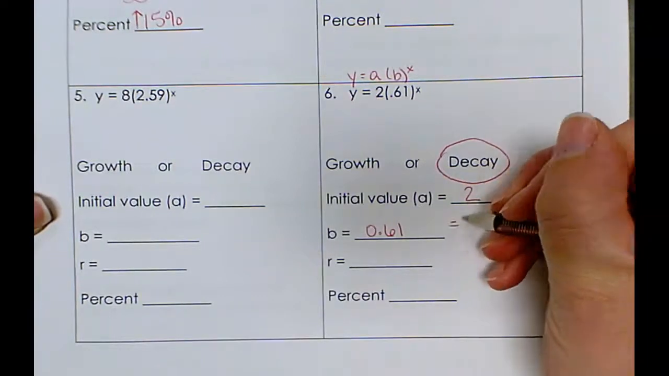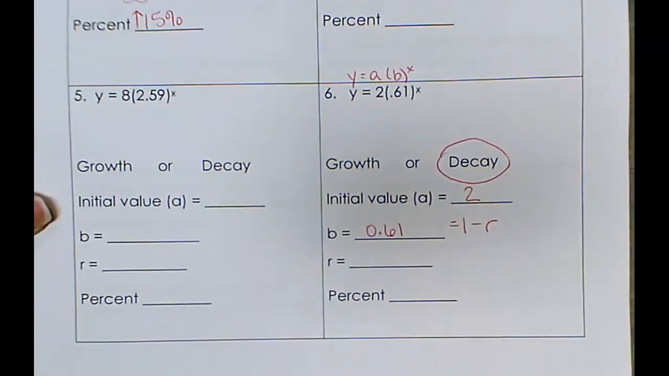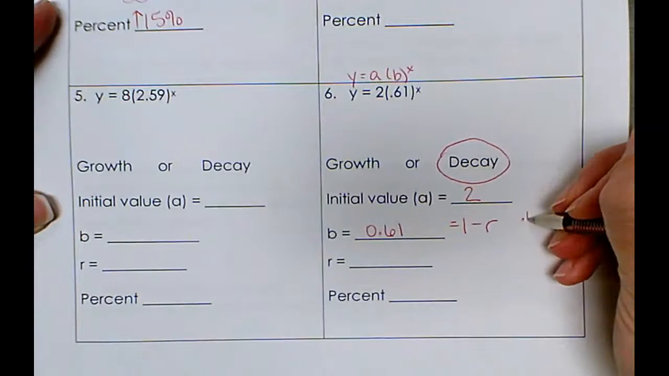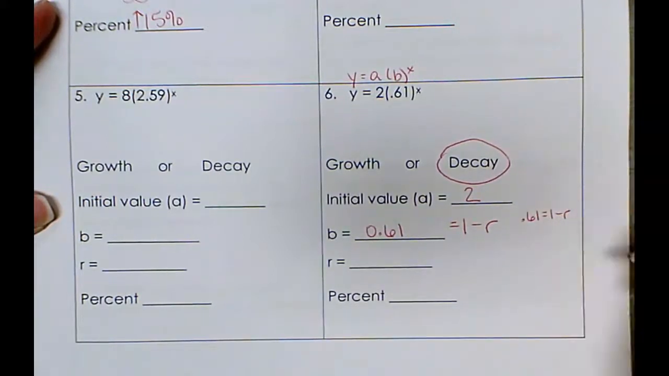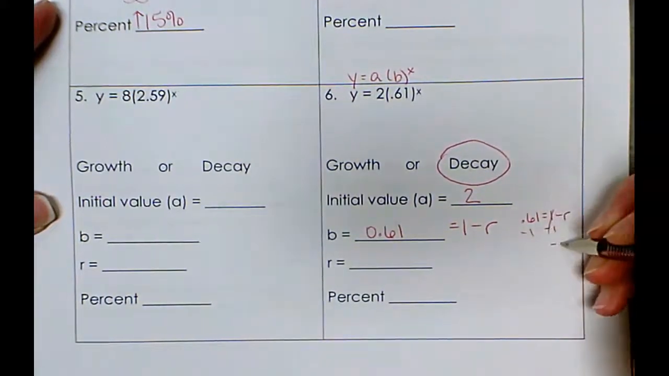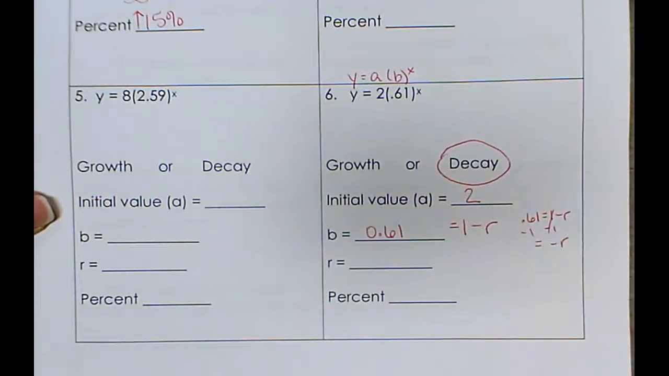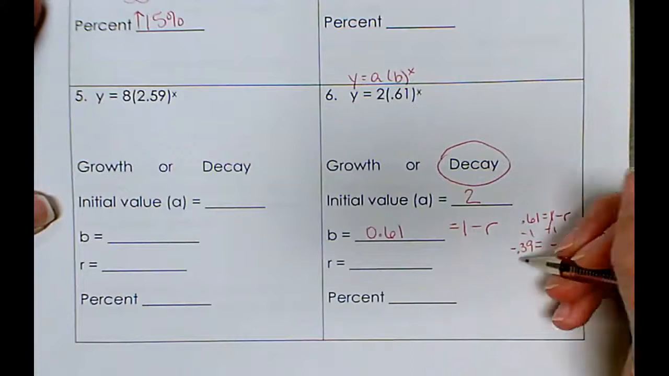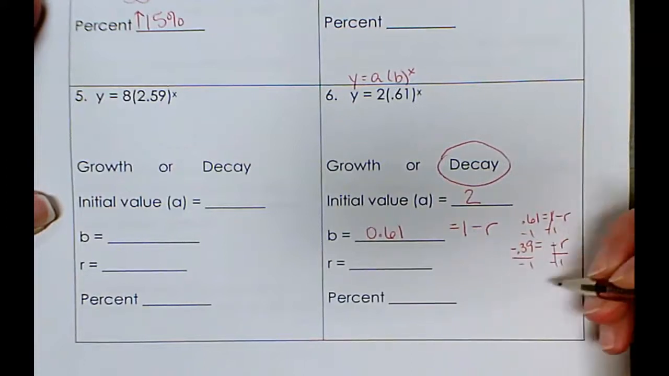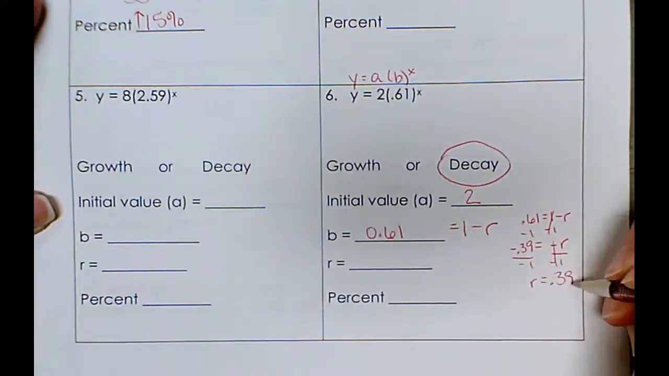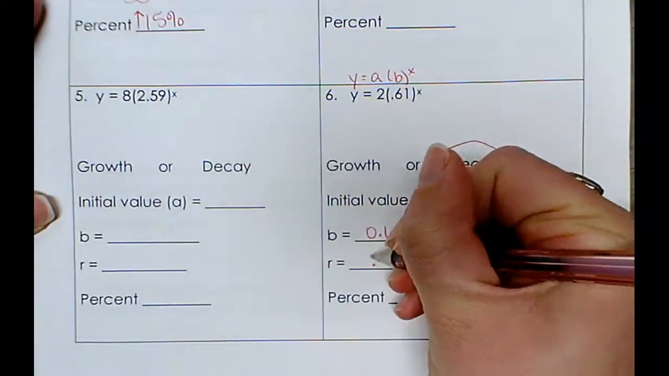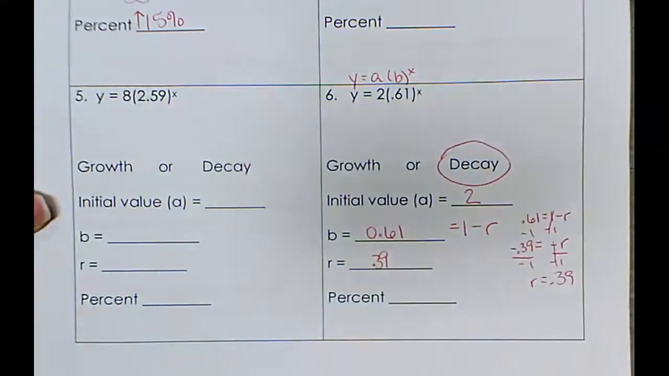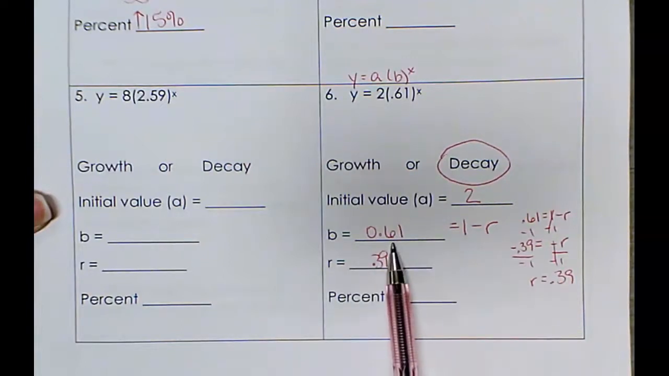The r value is what I get when I solve this little equation. So 0.61 equals 1 minus r. If I subtract 1, I end up with negative 0.39. And if I divide by negative 1, I get r equals 0.39. So that's my r value. You want to think about 1 minus what will give you 0.61.